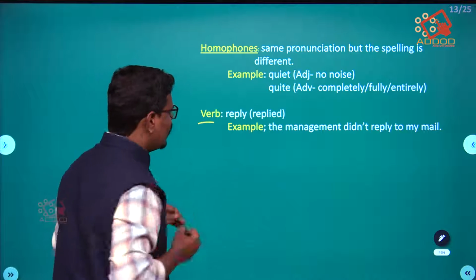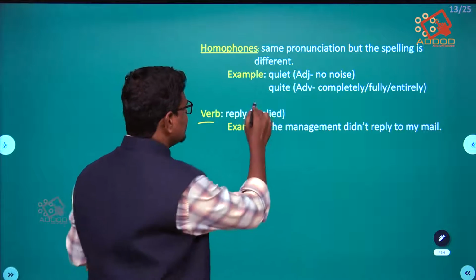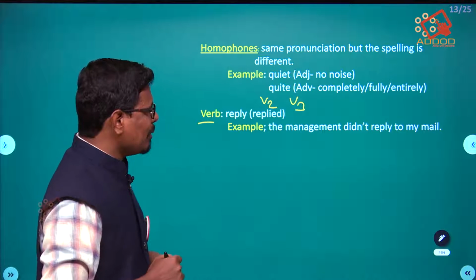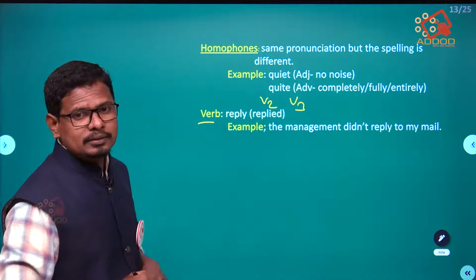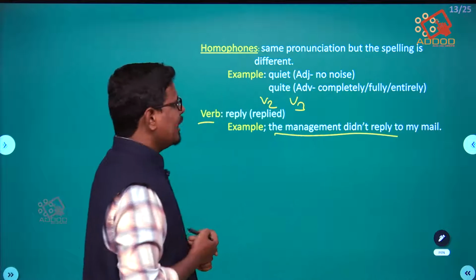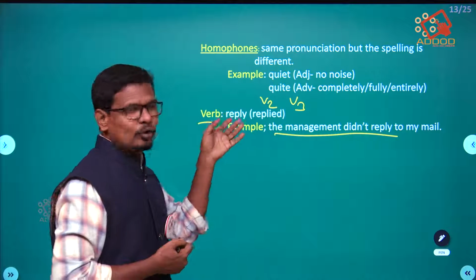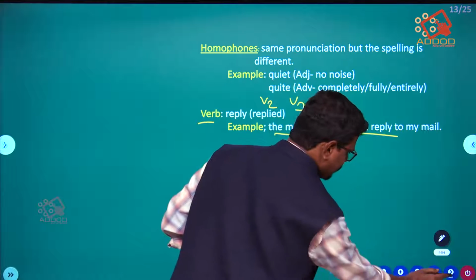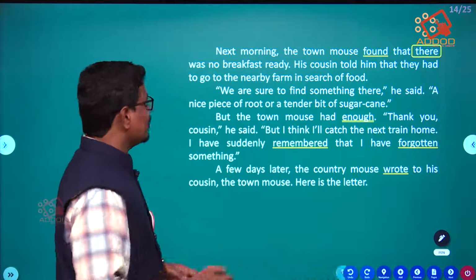Right? So there is a verb reply, replied. This is V2 as well as V3. Example, the management didn't reply to my mail. Now you have to make your own examples with the words that have been provided on the board. Try to get the synonyms for them.